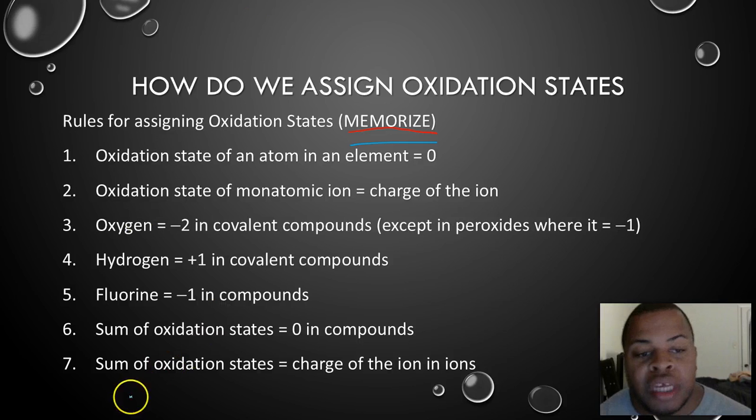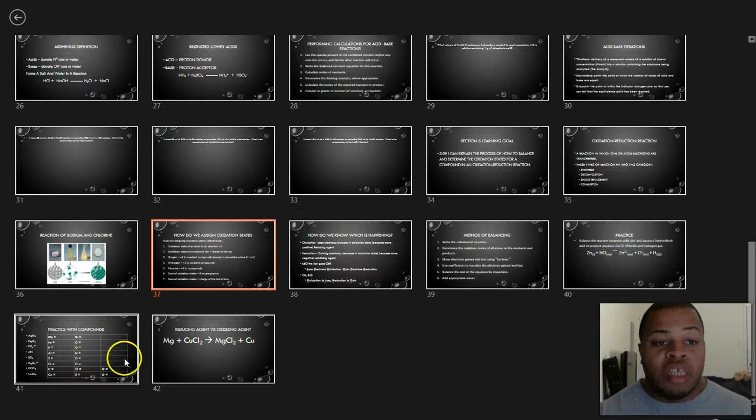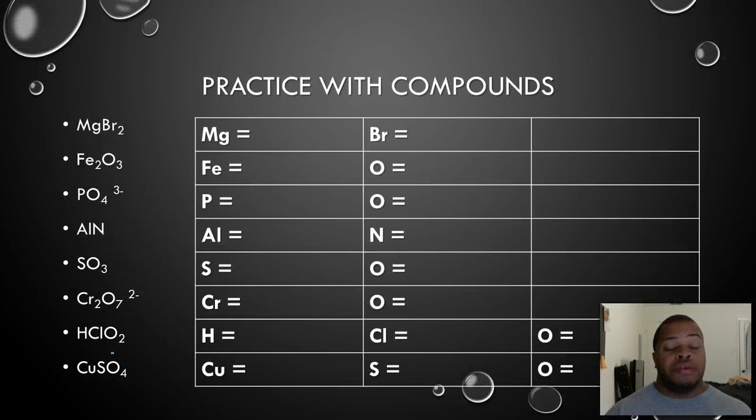Now, we're going to jump ahead to a slide where we have some practice with actual compounds, because if you can do this in a compound, you can do it in the reaction. You're given the compound magnesium bromide. What will be the oxidation states? Again, remember, the sum of the oxidation states needs to equal 0. So, let's take a look at what we have here. I have magnesium and bromine.